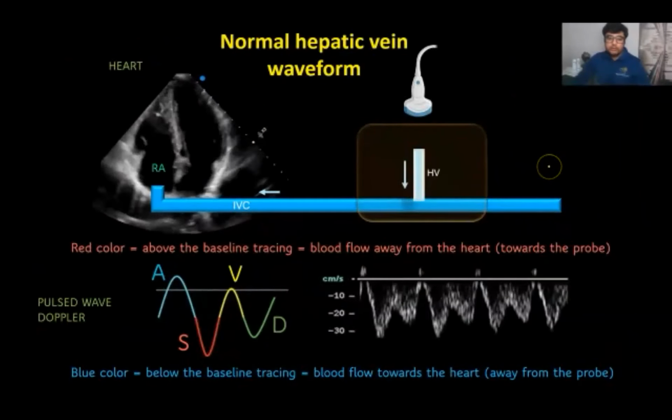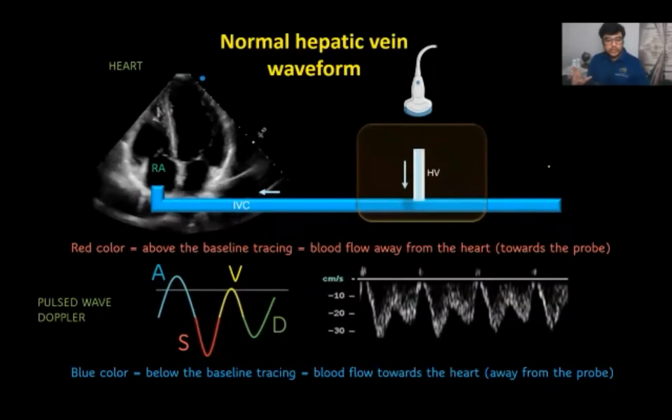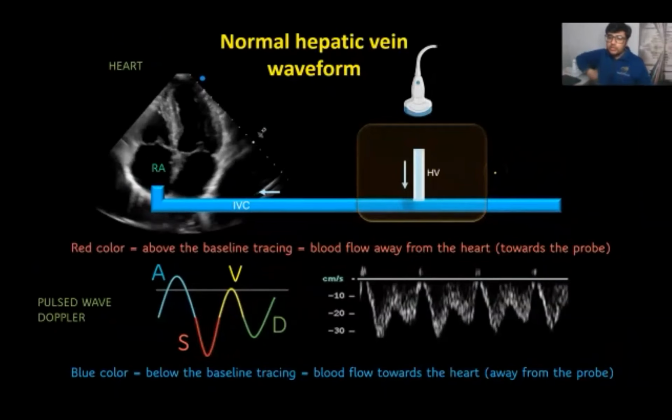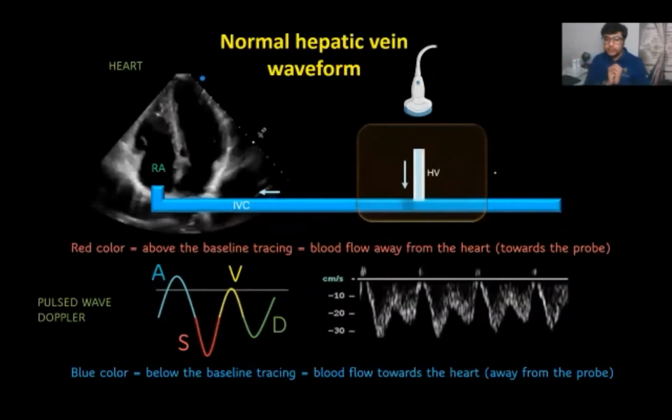And what does a hepatic vein waveform look like? The hepatic vein waveform consists of several individual waves: A, S, V, and D. First of all, on color Doppler, how does the hepatic vein appear? You are imaging from the right lateral aspect, so the blood is flowing away from the transducer into the inferior vena cava. So in the normal state, the hepatic vein must be blue.